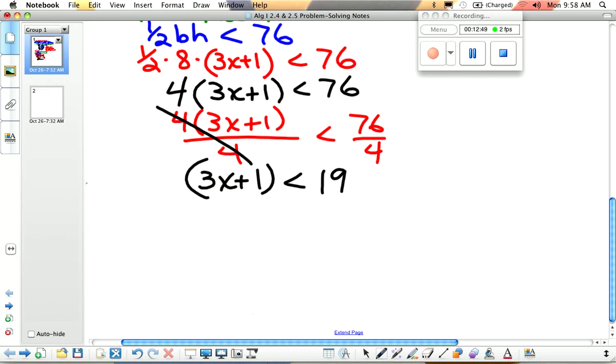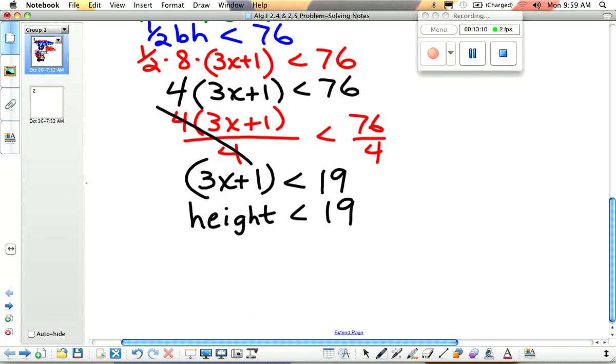What's this again? What's this, 3x plus 1? The height. So isn't that right now saying the height needs to be less than 19? The height needs to be less than 19 for the area to be no more than 76 inches squared. There's no reason to take this any further.